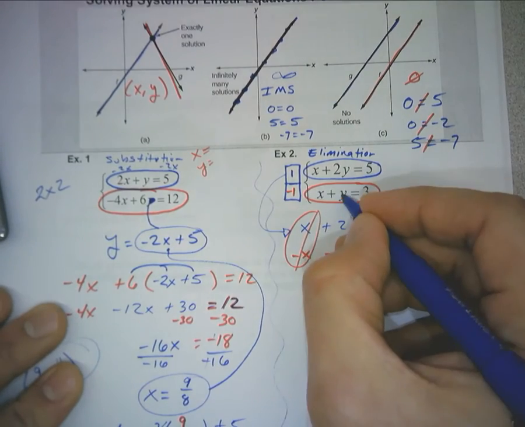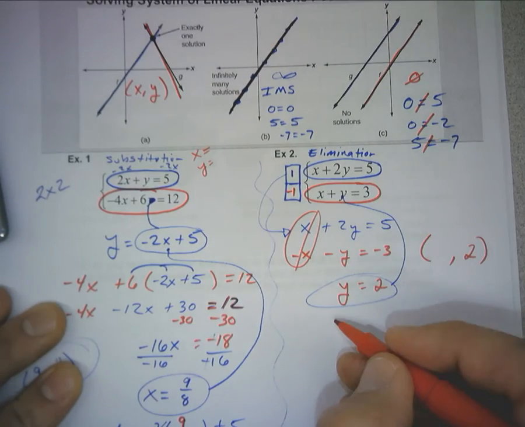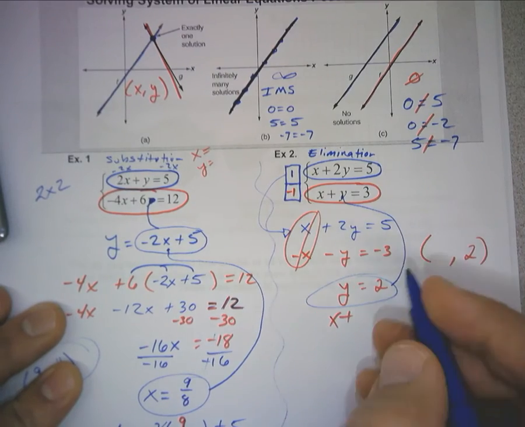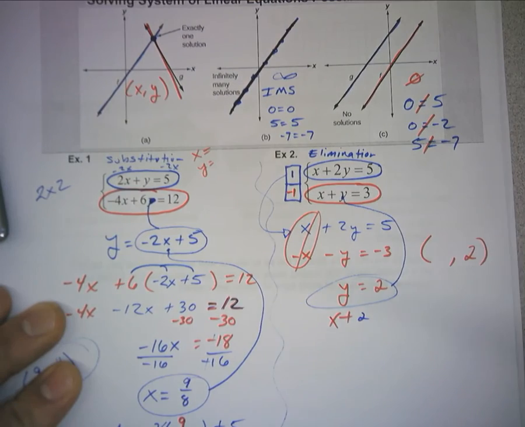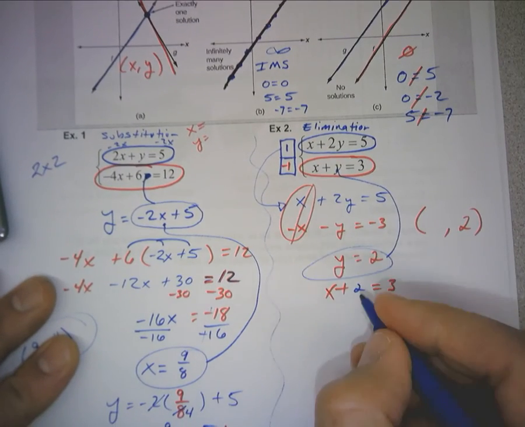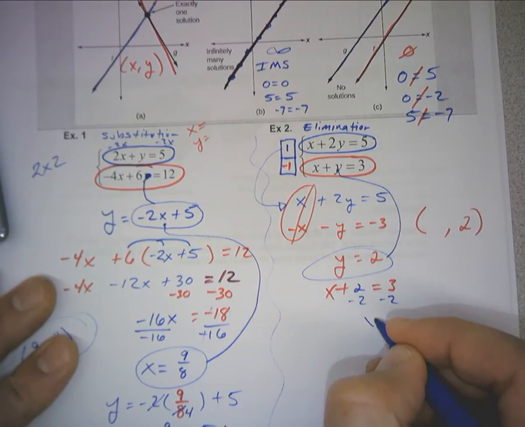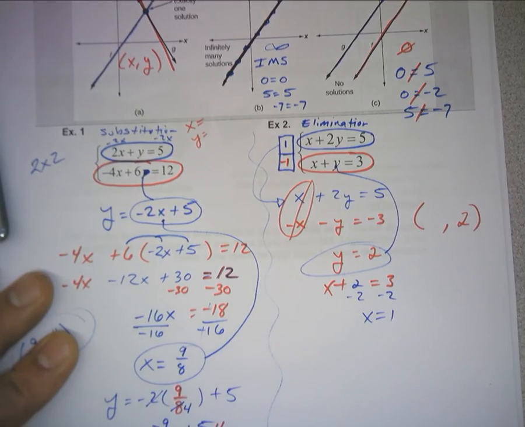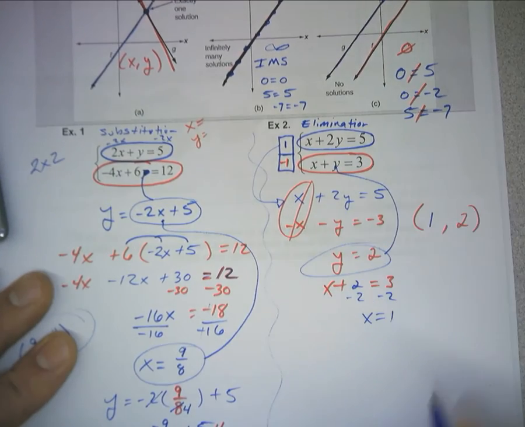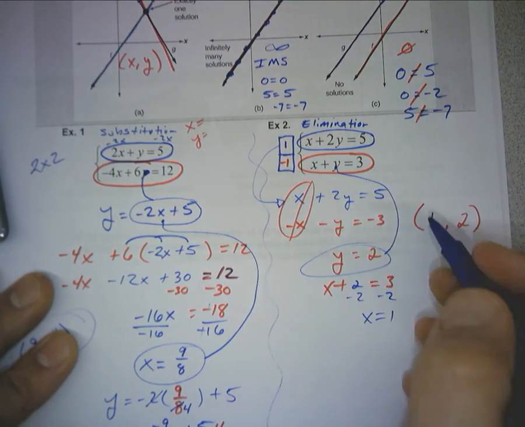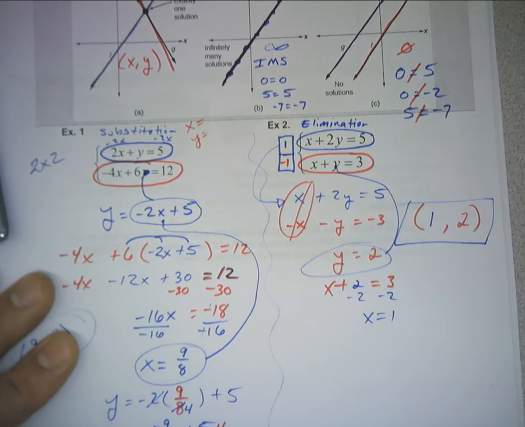I think that's probably the easiest. Plug it right there. So we got x plus y is 2, and that equals 3. And now we just subtract the 2 over. So we end up with x equals 1. Look how nice and pretty that was. So the final answer, we get 1 comma 2.